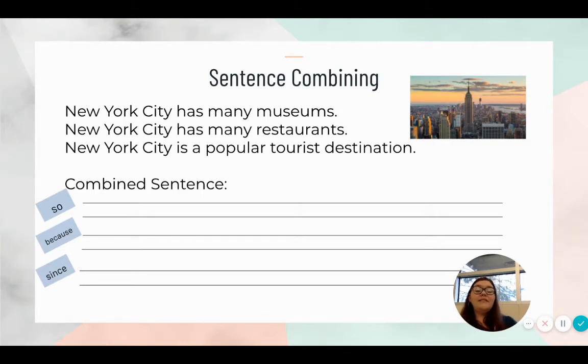Here's another example of sentence combining. In this example, I've actually told my students, I want you to write me 3 separate sentences where you're combining these 3 sentences at the top, but I want you to use the word so in one of those 3 sentences. I want you to use because in another one, and I want you to use since in the third. So you're giving your students some structure and guidance on how you want them to compose those sentences.